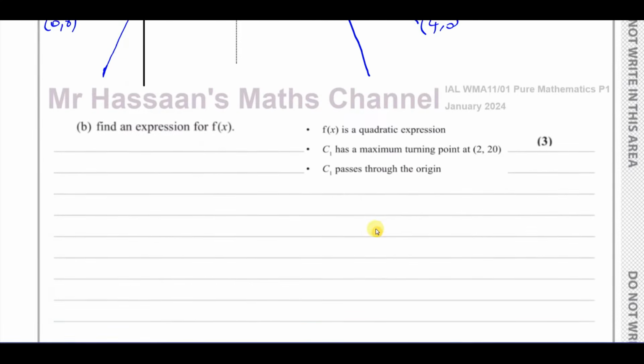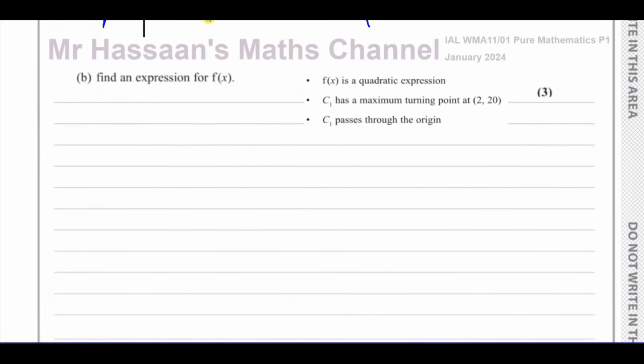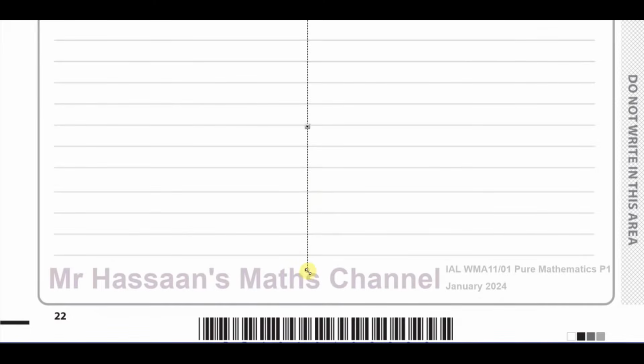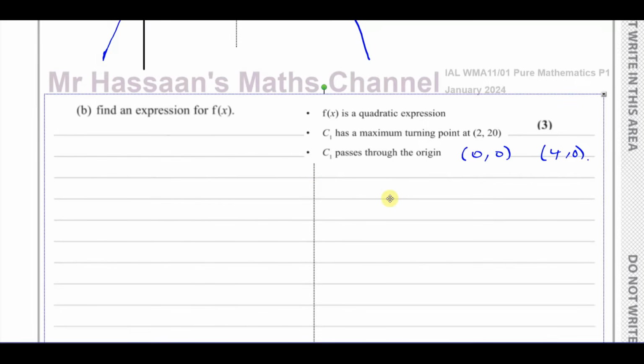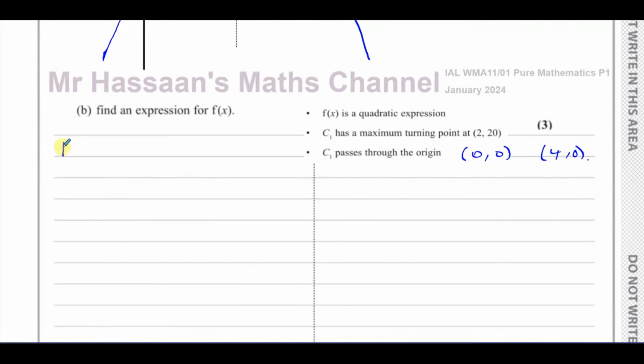Then part B says find an expression for f of x. So we know it's a quadratic, and we know the turning point, and we also know that it passes through the origin, and also (4, 0). We can in fact answer this in 2 ways, and I'll show you both ways. One way would be by using the turning point, the vertex, and the other one is by using what's called the roots. Let's say we used the roots method, because we know what the roots are.